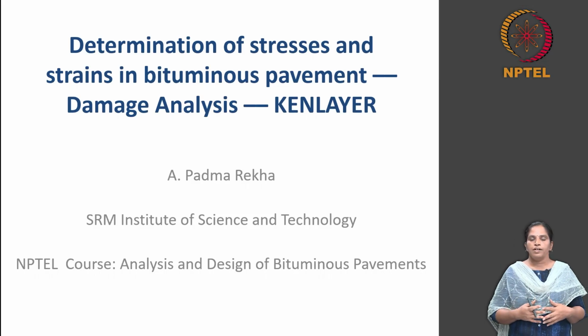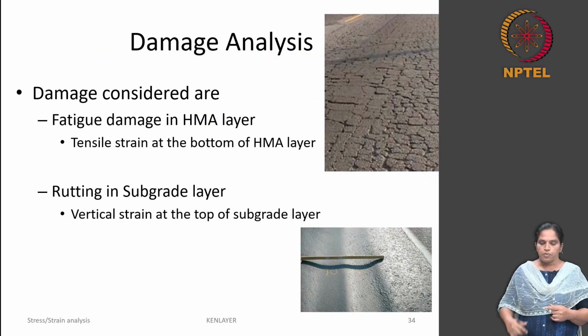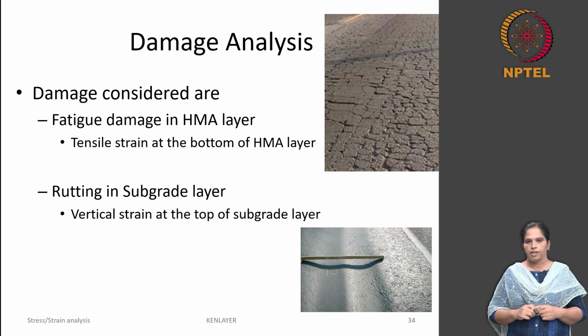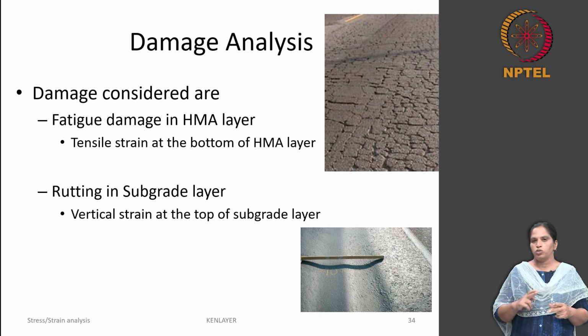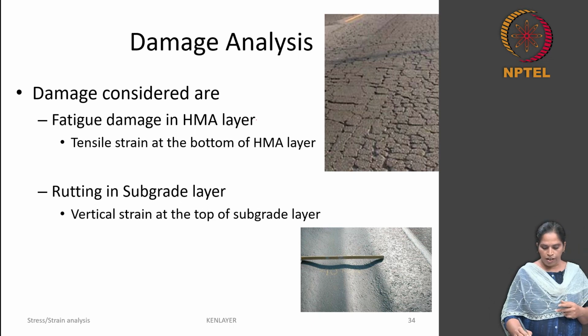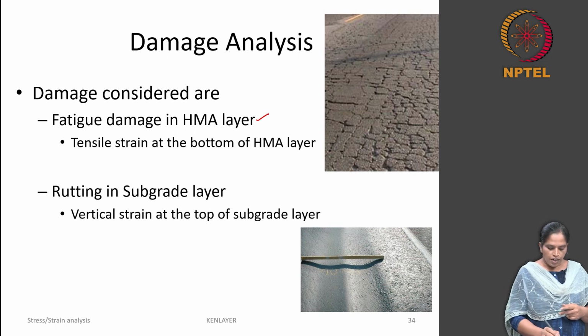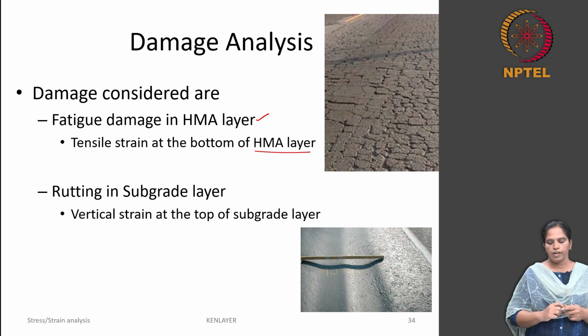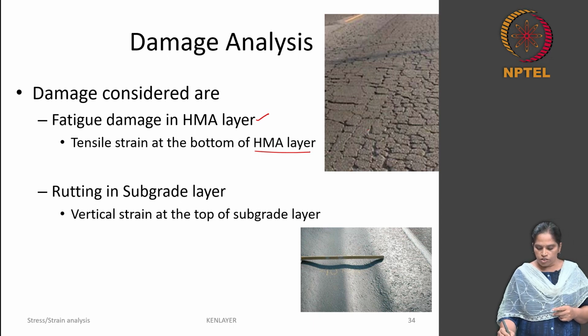Welcome back. In this lecture, we will see how to do a damage analysis using the KENLAYER software. We have already been introduced to damage analysis. It is carried out for two different damages on the pavement. One is the fatigue damage that occurs in the HMA layer, where the tensile strain at the bottom of an asphalt layer induces this fatigue damage.